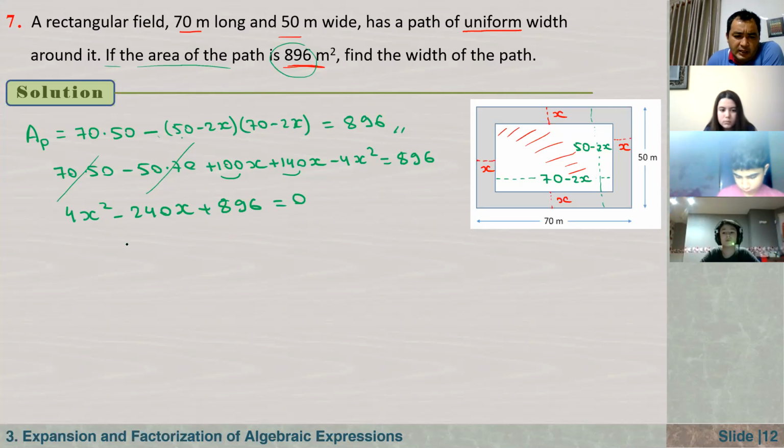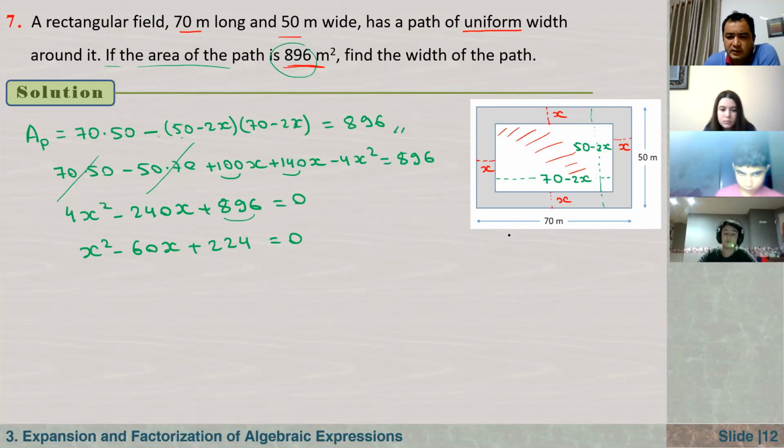Okay. And as you see here, all numbers are divisible by 4. Let's just divide both sides by 4. Here we have x squared minus 60x plus, if you divide this by 4, 900 divided by 4 is 225, but actually it's 4 less, so that is 224. That's equal to 0. So now we have to factorize. It's a bit big number, but it's fine.